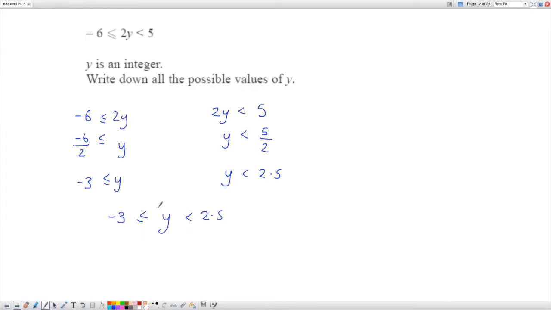So all the possible values, it can be negative 3, it can be negative 2, negative 1, 0, 1 and 2. 2 is the highest it can be, so it's got to be less than 2.5 and it's a whole number. So here are the 6 possible values for y.